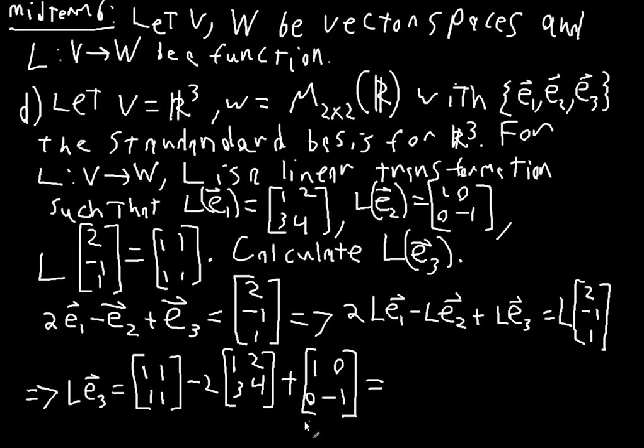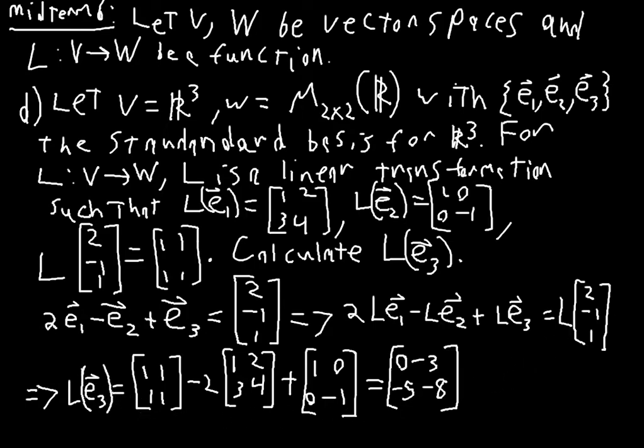What are we going to get? Alright, this is a minus 2 here, so we're going to get a 0 there. Then we're going to get 1 minus 4, which is a minus 3. Then 1 minus 6, which is a minus 5. And then 1 minus 8 minus 1, which turns out to be just minus 8. So that gives us our answer to this third part D.